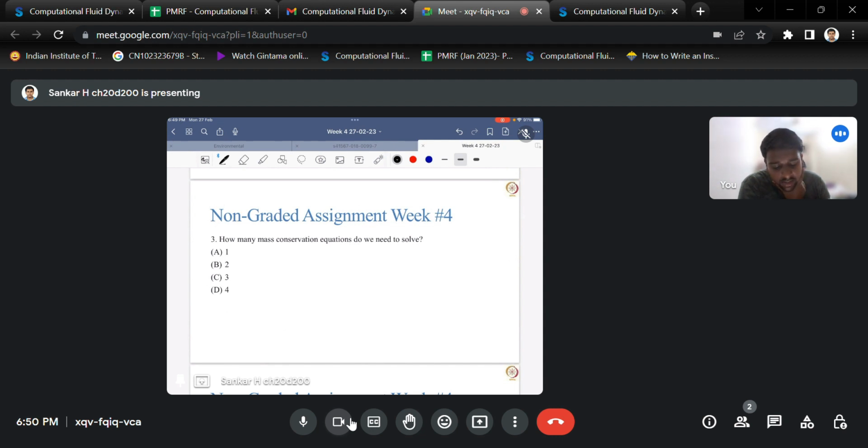Now, how many mass conservation equations do we need to solve? So basically we have four. In this particular case, we have CO, H2O, CO2 and H2. Therefore, four species are there, and we will get four species balances plus one overall balance, or let me call that the mixture balance.